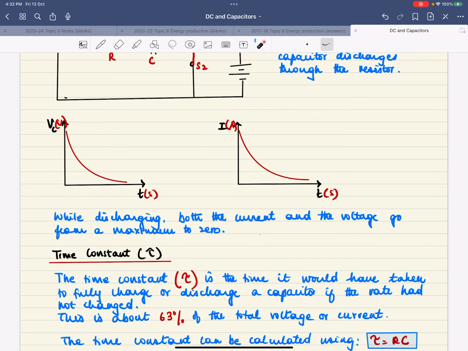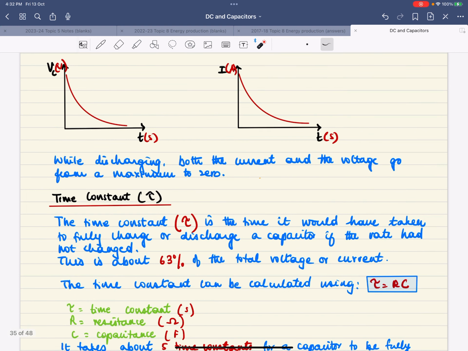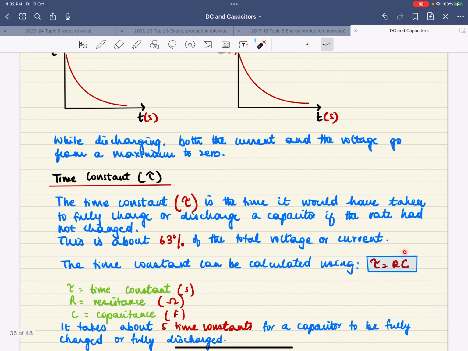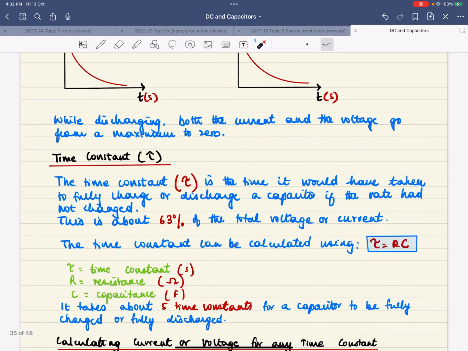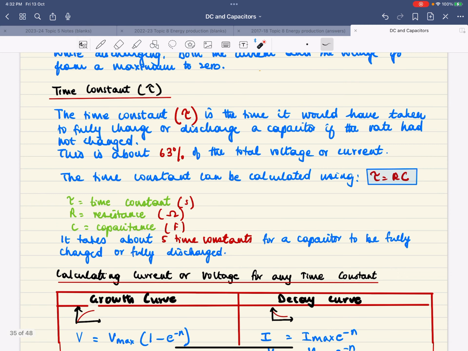If you look at it, it's actually about 63% of the total voltage or current, and it's calculated using tau. The time constant is R times C. So that's what the time constant depends on. And in reality, it takes about 5 time constants for a capacitor to be fully charged or fully discharged.